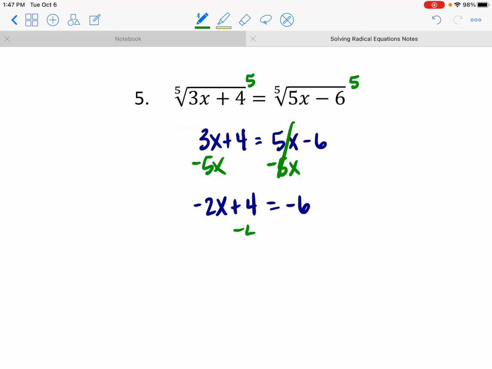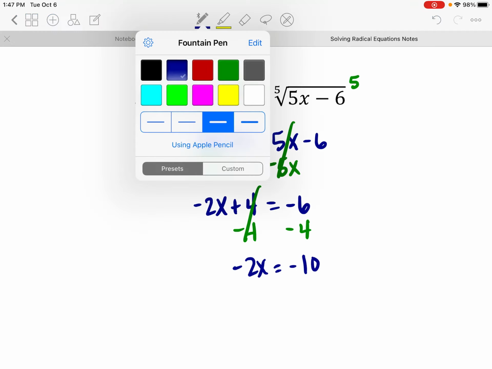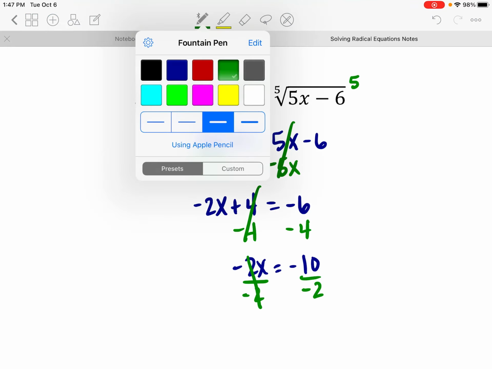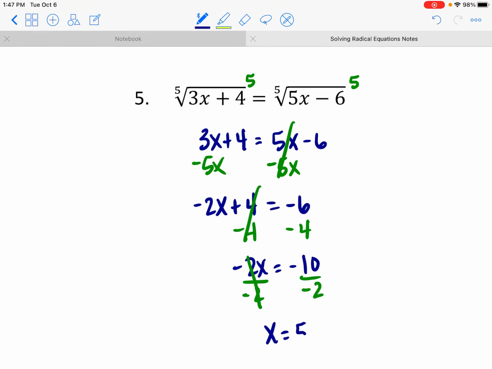Now I'm going to subtract the 4 over. That leaves me negative 2x equal to negative 10. And now my final step is to divide both sides by negative 2. And so at last, x equals 5.